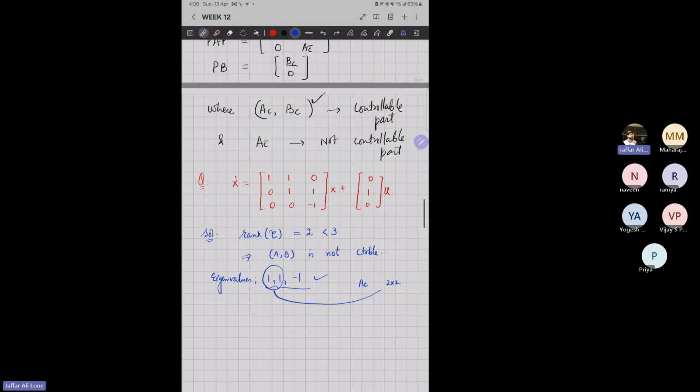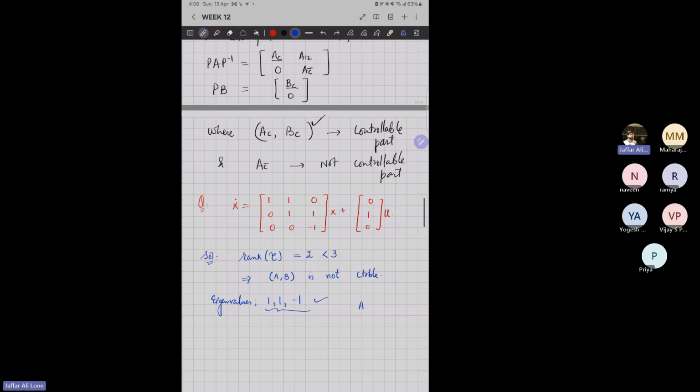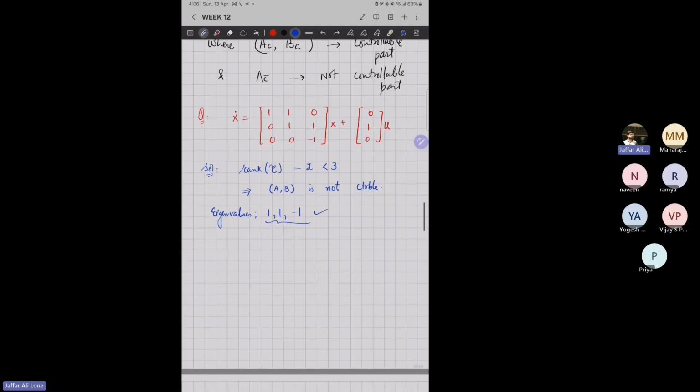I'll come to this later. But as of now, we are just focusing on finding the controllable as well as the non-controllable part. We did the PBH test, but this is another way of doing it, and it's called canonical decomposition. Whenever you have a system which is not controllable, you can always find a matrix P. But now, how to find this matrix P?